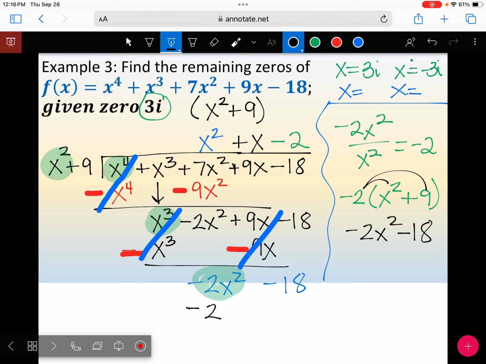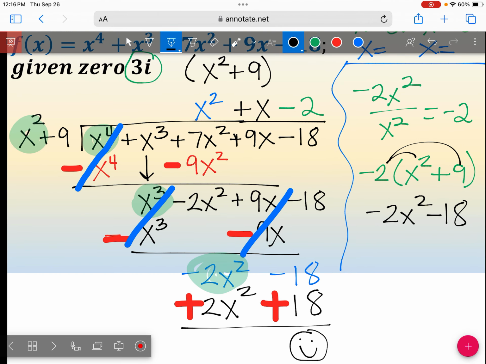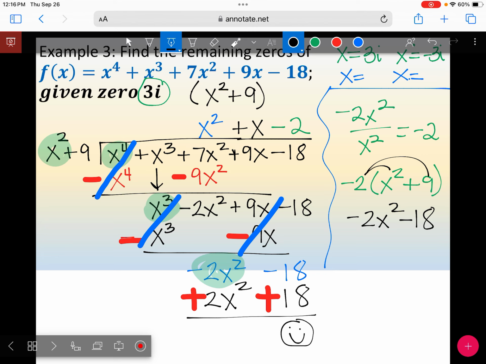Slide that over. And now both signs change, so that means that this becomes a plus and this becomes a plus. Just like with synthetic division, you should end with 0. If you don't end with 0, then you messed up something along the way. So now, factor what's on the roof to find your last two solutions. Take that x squared plus x minus 2, factor it and solve it to get your last two solutions.